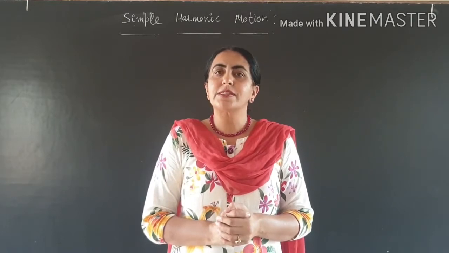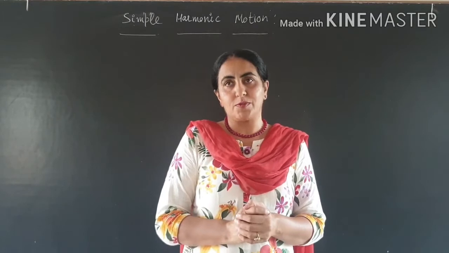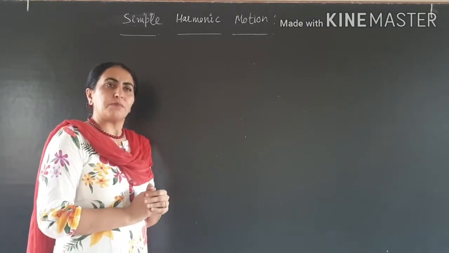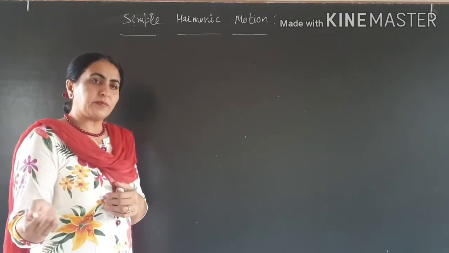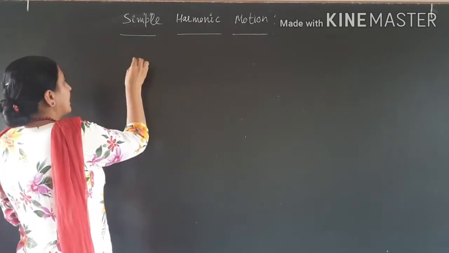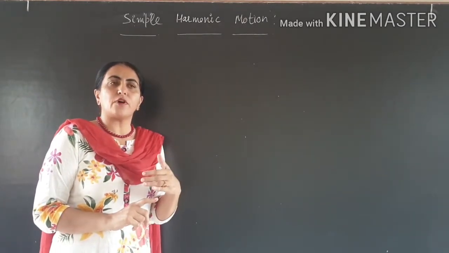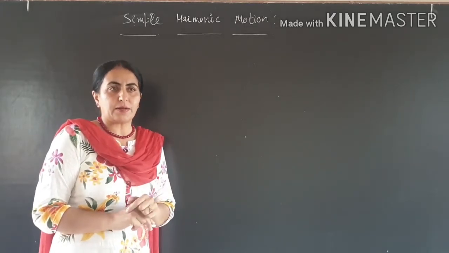So, in the previous lecture, we have done some basics of simple harmonic motion. Now the second part of simple harmonic motion. In the previous lecture, we have done that oscillatory motion which can be represented in the form of sine or cosine functions is called simple harmonic motion.